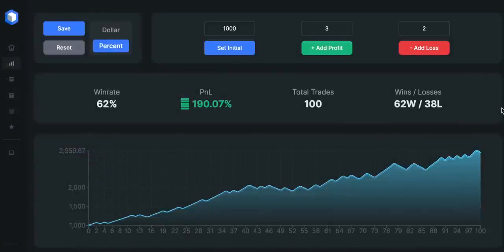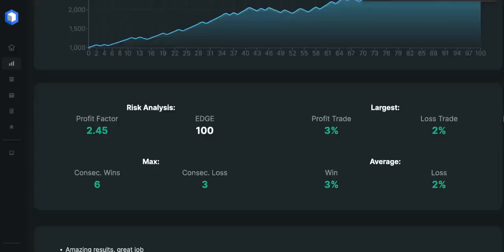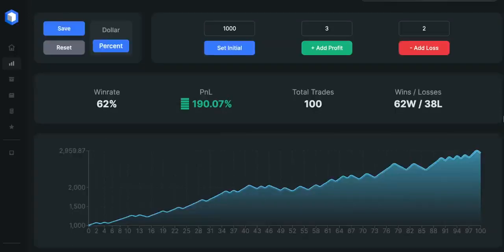Okay, the second backtesting is done and these are the results. Right away we can see that the win rate is much higher and we did increase our account size by 190.07%. By the way, I forgot to mention that it took me 1 year and 10 months to find 100 setups for the previous strategy, but for the second strategy it only took me 3 months. Also, the profit factor is looking pretty good and we had 6 consecutive wins against 3 consecutive losses. So I'm really happy with these results.